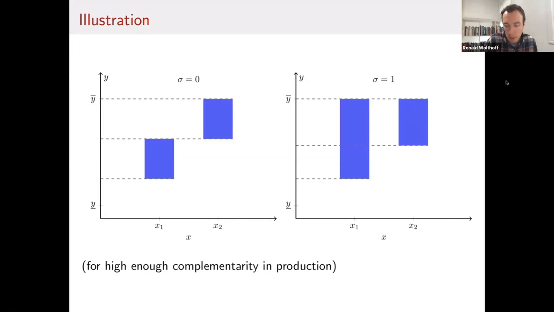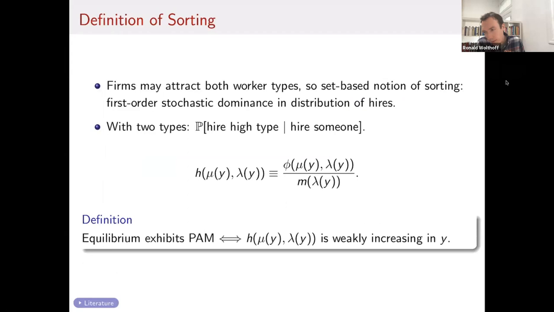Here, basically, we follow Shimer and Smith, where we say there's sorting if there's first order stochastic dominance in the distribution of hires. What does that mean in our setup? That basically translates to this object here. It's the probability that you hire a high type as a firm conditional on hiring someone.